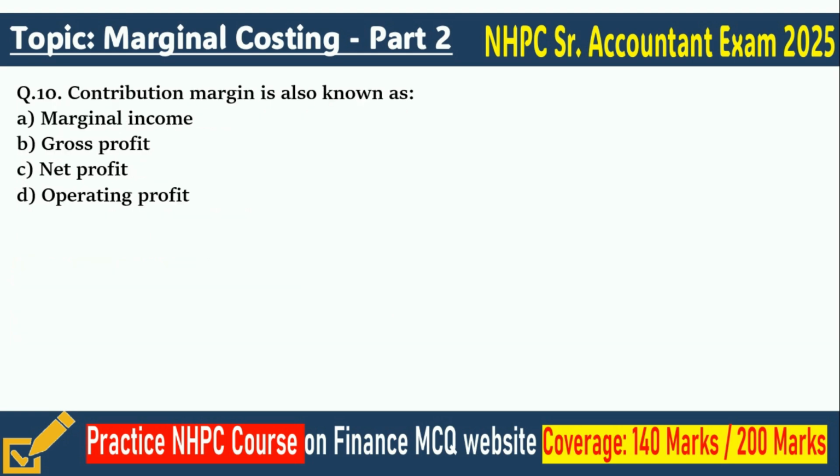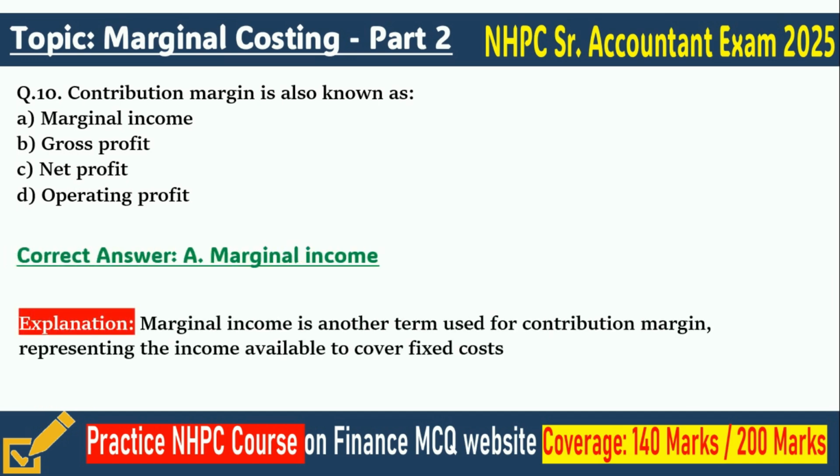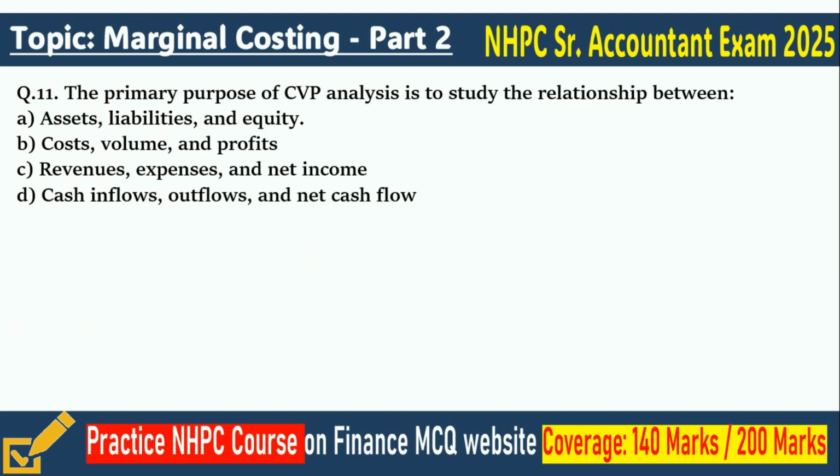Contribution margin is also known as option A marginal income, option B gross profit, option C net profit, and last option operating profit. So, what is the correct answer? Friends, it is option A marginal income. So, friends, marginal income is another term used for contribution margin, representing the income available to cover fixed cost. Moving on, friends, next question.